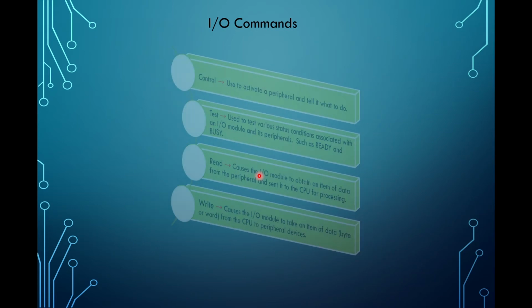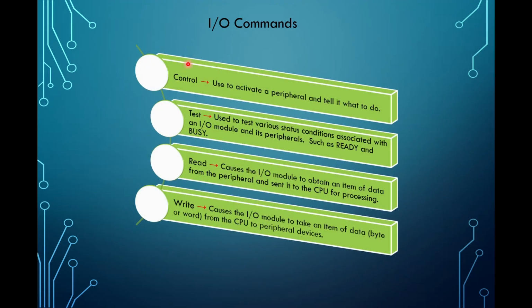There are four IO commands which are control, test, read and write. Control is used to activate a peripheral and tell it what to do. Let's say we have a peripheral like a keyboard, so we need to give it control to activate the peripheral and tell it what to do. Test is used to test various status conditions associated with an IO module and its peripherals. So with test, the processor needs to check whether a peripheral is in a ready state or a busy state to give it a command to execute operations.